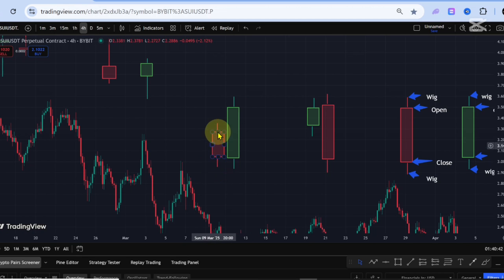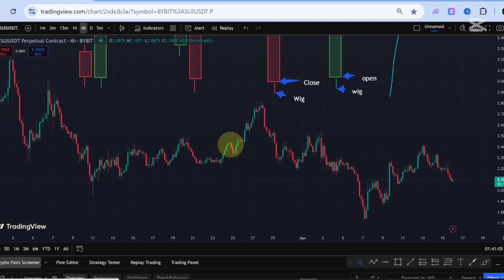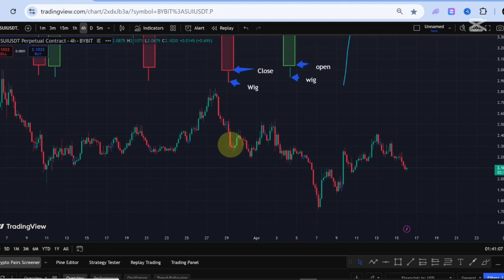This will tell you that there were sellers in the market, yes, there were sellers in the market, but the buyers came and engulfed the sellers. You see this candlestick saying that price pushes forward, that price wants to go up. That's what this candlestick tells us. Now let me go into the charts and show you guys an example of an engulfing candlestick.